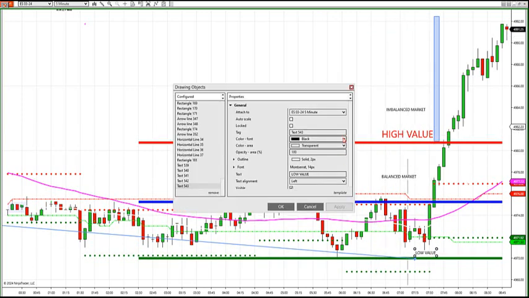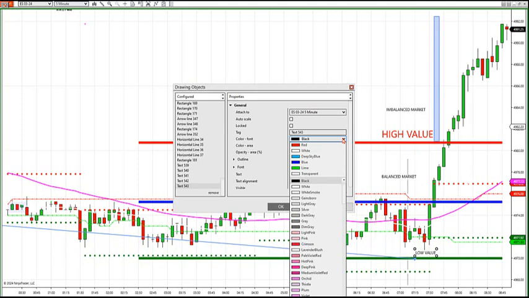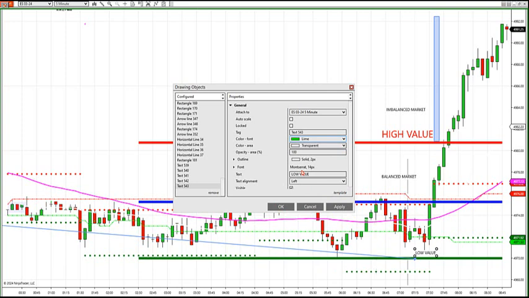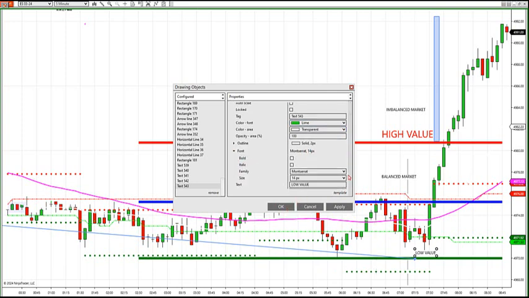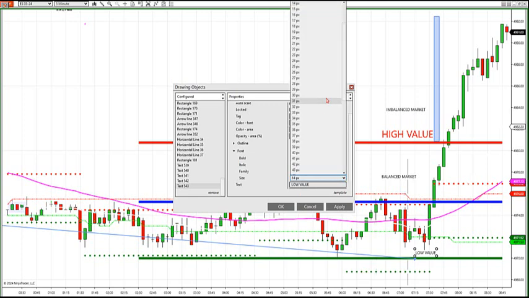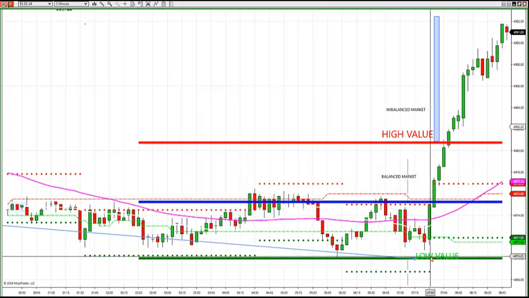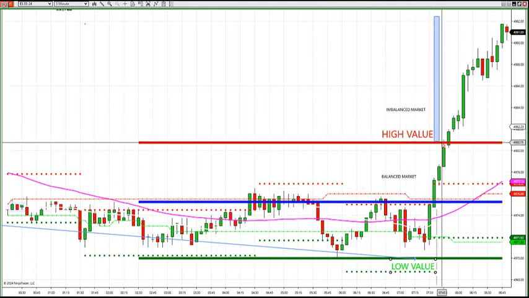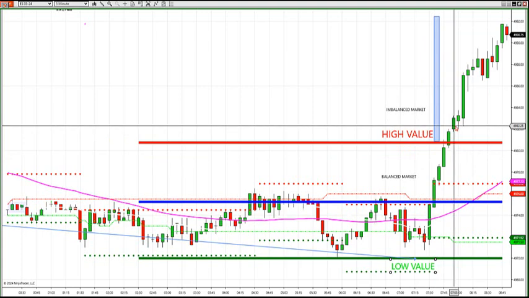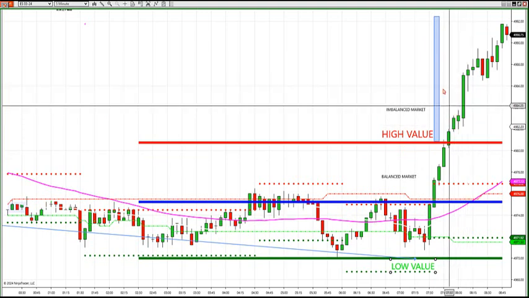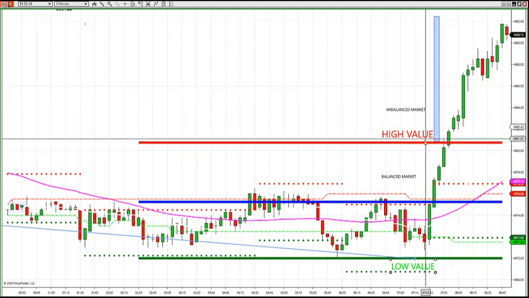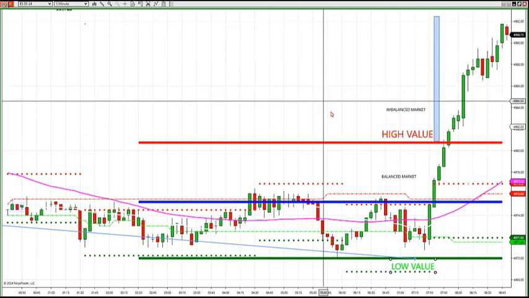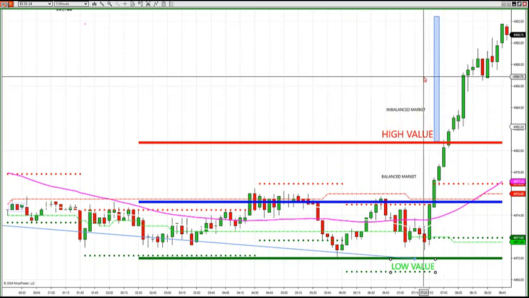And here's low value. So what we want to do is get into imbalanced markets, because if we get into imbalanced markets, then the market has no resistance above or no support below, and that's where wrongly positioned traders or counter trend traders get caught. So anything above high value, you've got all these counter trend traders trying to short the market, and that fuels the market to the upside because there's no resistance above us.